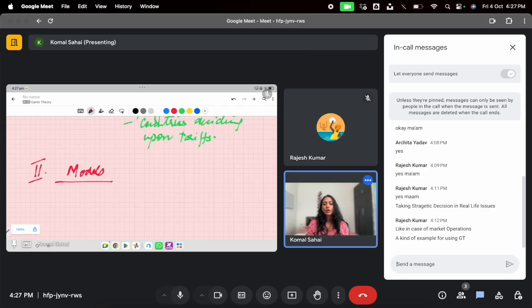Models are what? Nothing but essentially simplified versions of reality. Correct? ठीक है. क्यों हम मॉडल बनाते हैं?